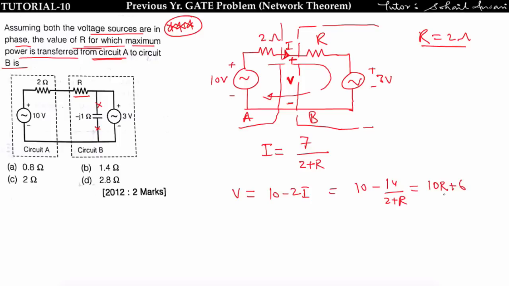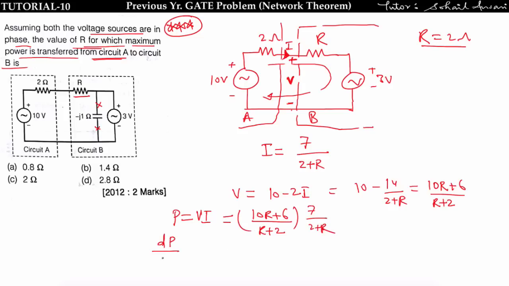That gives 10R plus 6 by R plus 2. Now the power transferred from circuit A to B is equal to the voltage across circuit B's terminal multiplied by the current entering into this terminal, that is equal to VI. So V can be replaced by (10R plus 6) by (R plus 2), multiplied by I, which can be replaced by 7 upon 2 plus R. Now differentiate this power with respect to R and equate it to 0.